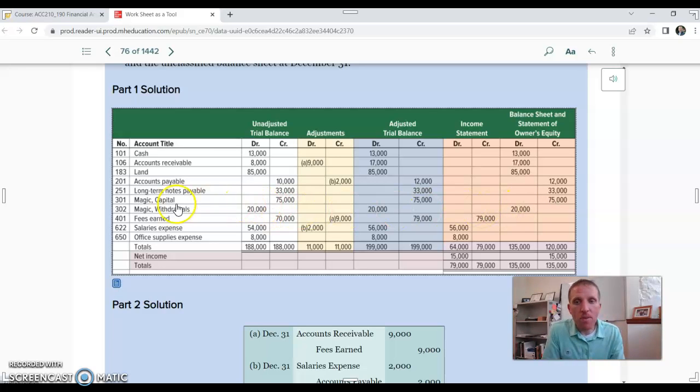Withdrawals are going to be credited to bring them to zero. Fees earned is going to be debited to bring it back to zero. Our expense accounts are going to be credited to bring them back to zero. And we're going to work our way through that income summary account that you're going to hear and read about. I just wanted to give you a little introduction to some of the different facets of this week.